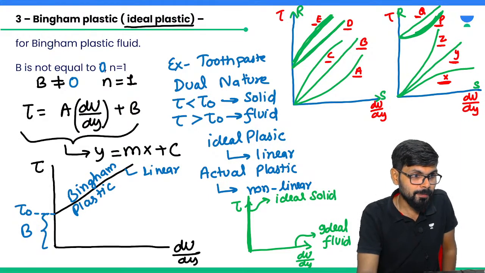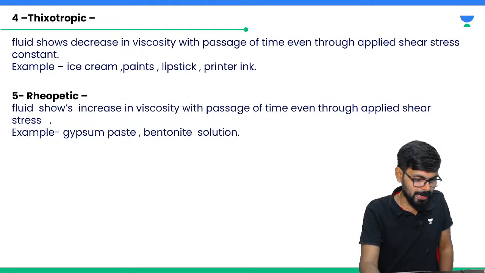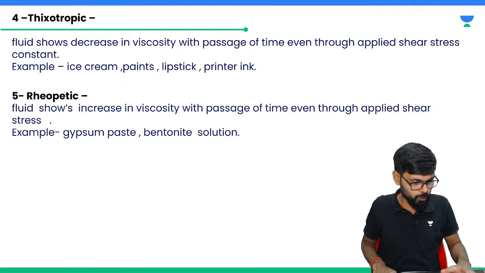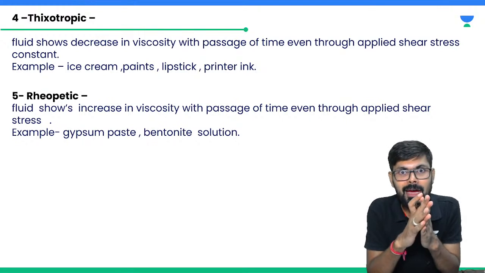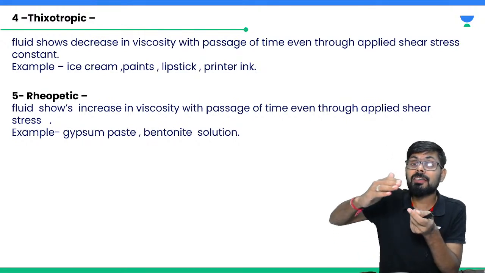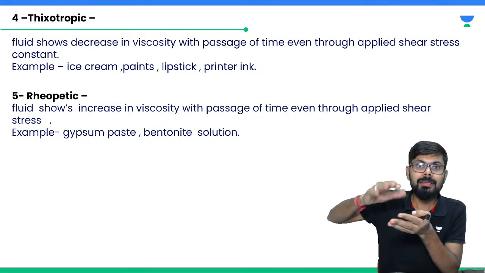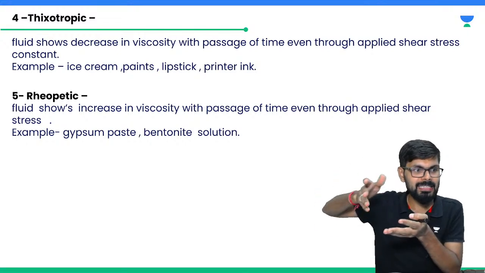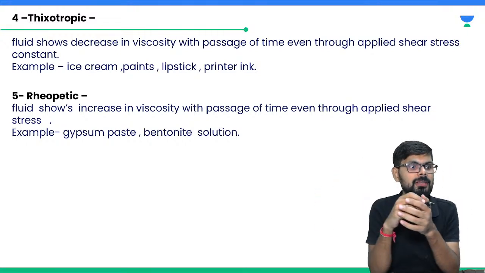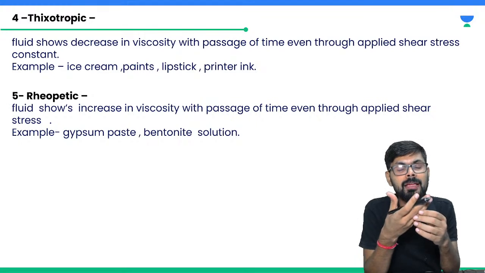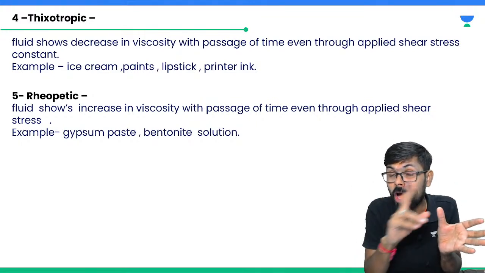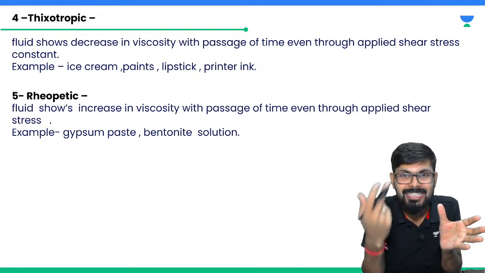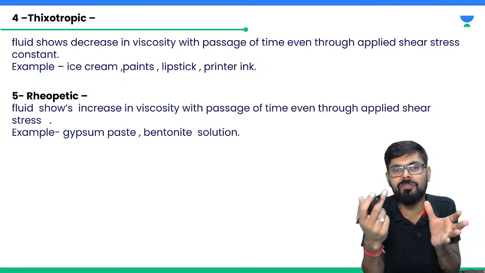Okay, now listen here. Can you tell me what is thixotropic and rheopathic? Now I am going to tell you, you don't know. Please listen. 90% of people are thinking that with respect to time, the viscosity will increase. In case of thixotropic, the viscosity decreases with respect to time. No, it is not time. It is the passage of time.